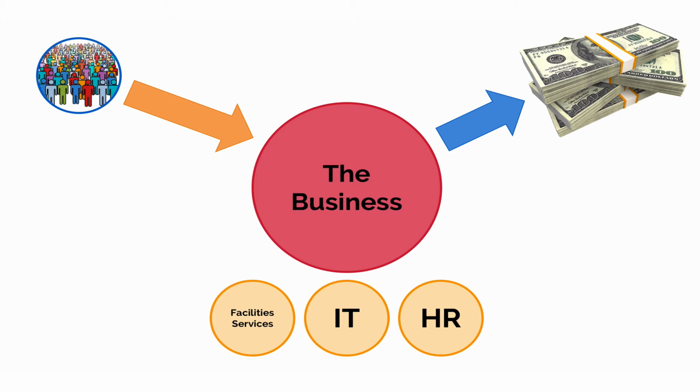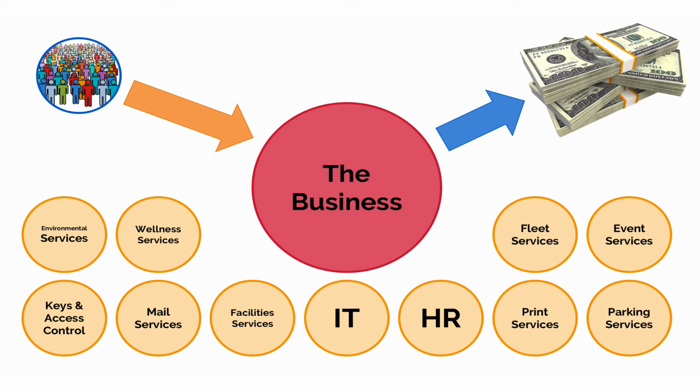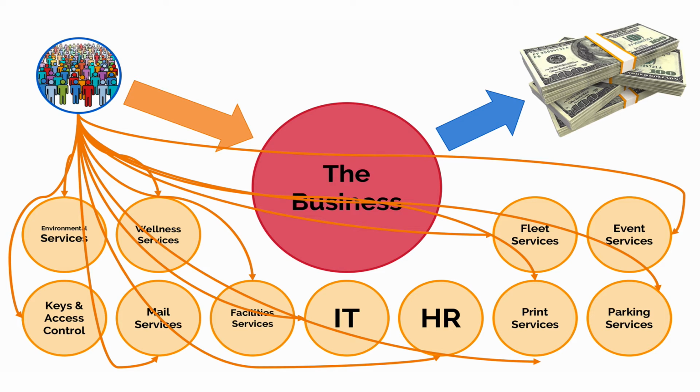HR and facilities are two other very common types of service providers that we see supporting the users to help them run the business. Maybe we have additional service providers, such as a mail service or print services. Or maybe we have many service providers, like environmental services, wellness services, keys and access control, fleet services, event services, and parking services. You can see how we can end up with a lot of different service providers providing many different types of services to the users. It's not easy for the users to navigate and interact with these service providers.